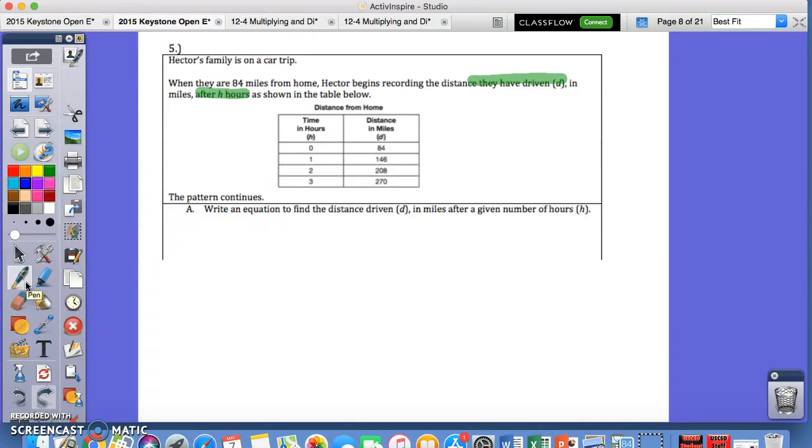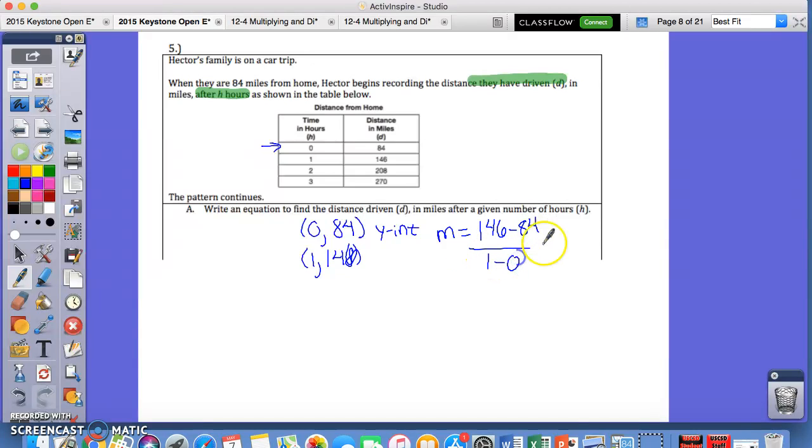So I went ahead and I chose 2 of the ordered pairs. I chose 0, 84, which this actually is the y-intercept as well, and 1, 146. So let's go ahead and find the slope. 146 minus 84 over 1 minus 0. So you get 62. And we know that 84 is the y-intercept. So my equation y equals mx plus b is simply y equals 62x plus 84.